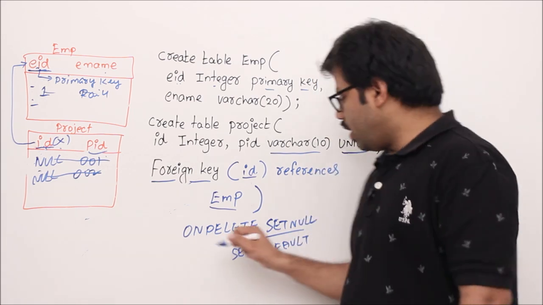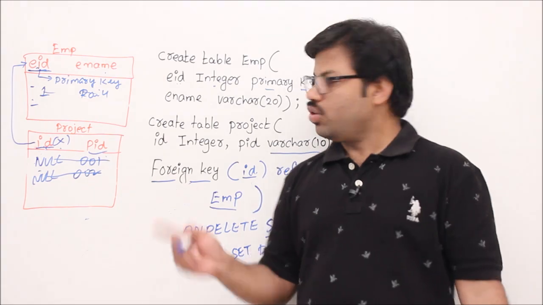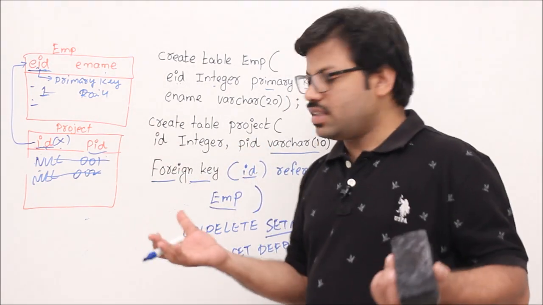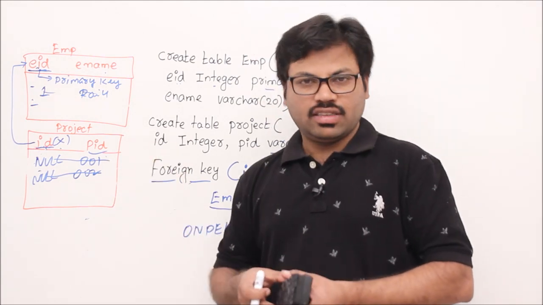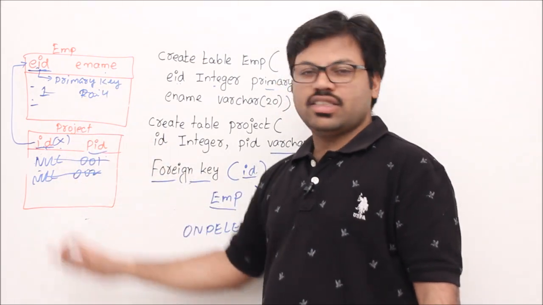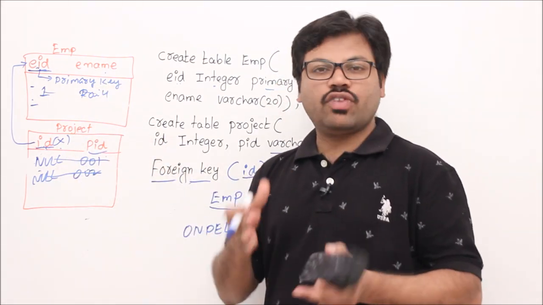But when you write on delete set default, it gives you an error. Why? You did not mention what is default, correct? So what is default here? It's domain and subjective, I can say. That means it depends on the subject. So who is maintaining these tables and what is the meaning of default for them?